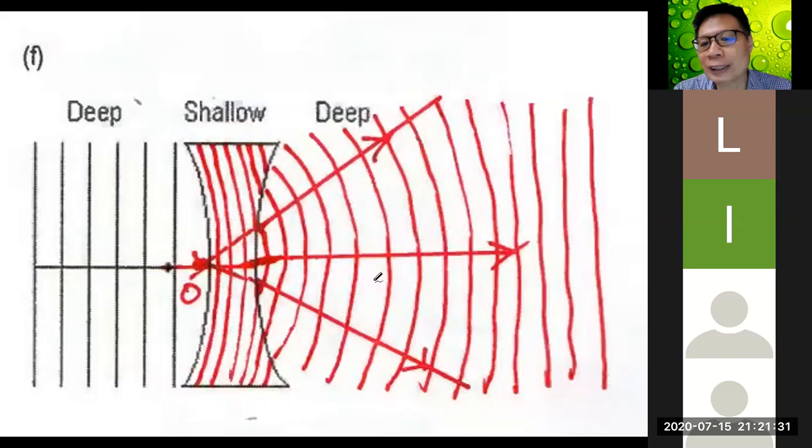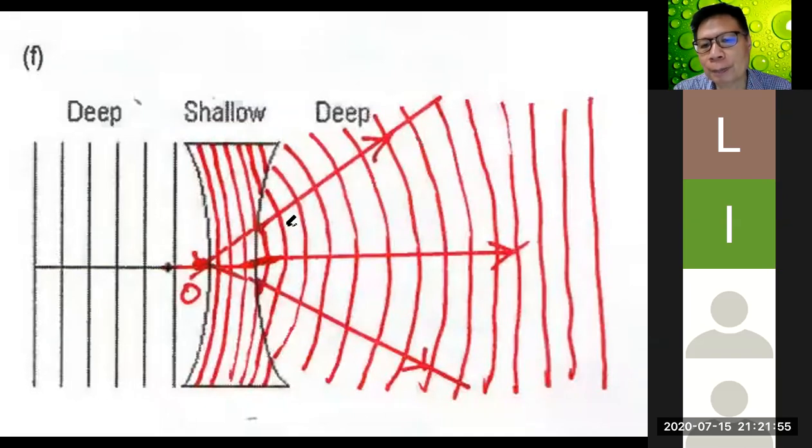It bends outside. Why does it bend outside? Because here it moves faster. When it moves faster, it will go out. Here it moves slow. So it will only bend outside when it goes to the deep region, so it goes faster, then it bends forward. So the bending becomes bigger, the angle of bending becomes bigger.